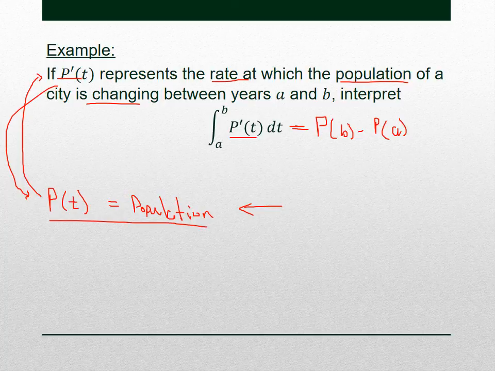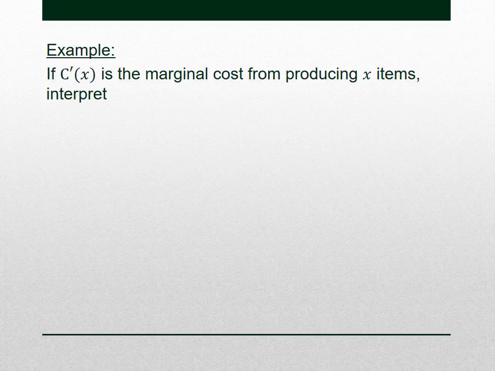So the antiderivative is the actual population. This definite integral gives you the accumulation of that population. That is to say, it gives you how the population changes from time A to time B. Because it's a marginal cost, right? We've been talking about marginal cost for a while.